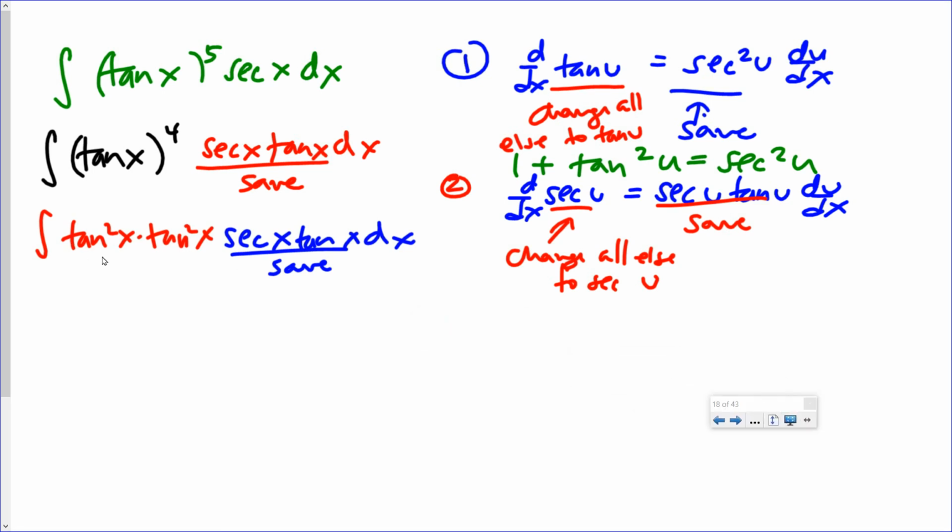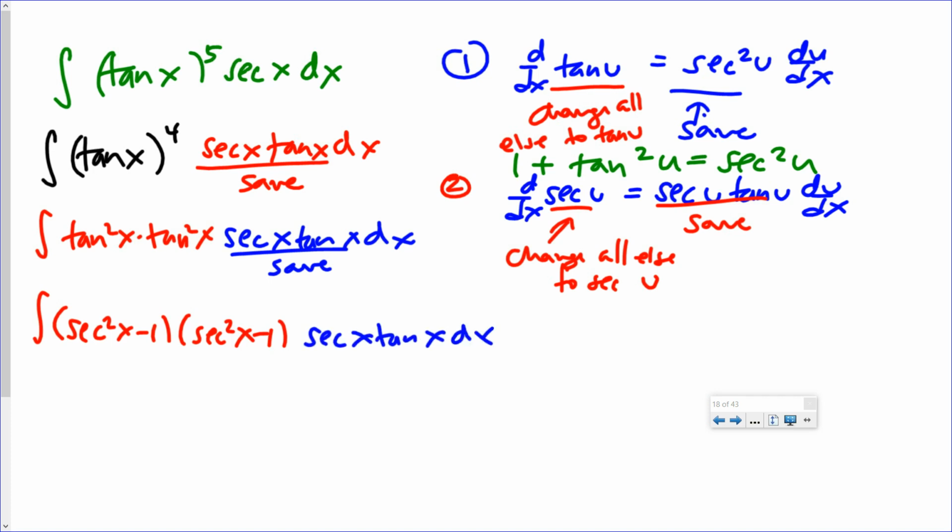All of these need to be changed into secants. I'm going to use the Pythagorean theorem. So tangent squared is equal to secant squared x minus 1. Secant squared x minus 1, and then I still have this secant x tangent x dx. And I have to save this, so I'm going to keep it over here saved. So let's see if I've done what I needed to do. I saved a secant tangent, and I changed everything else to secant.